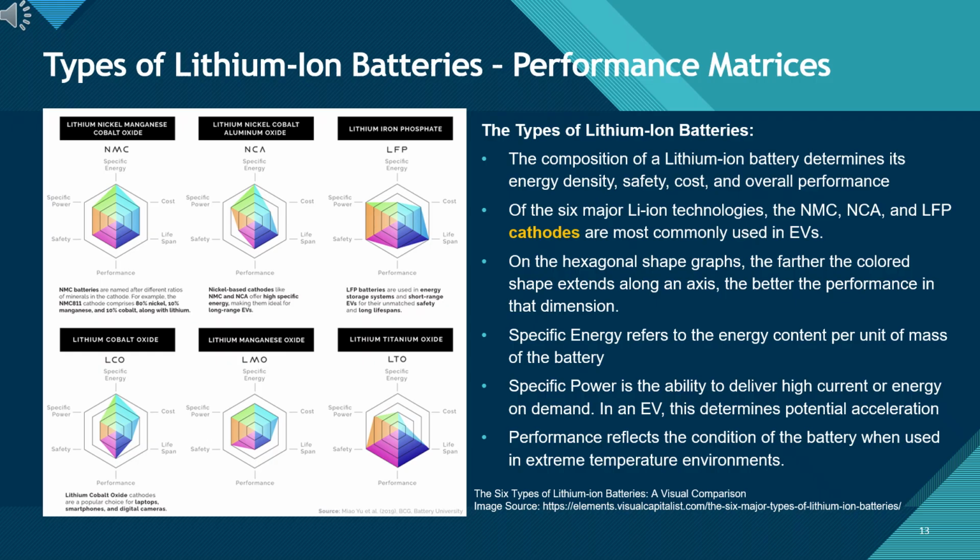Let's focus on the key ones used in EVs: NMC, nickel manganese cobalt, and NCA, nickel cobalt aluminum. Both are nickel-rich and offer high specific energy, meaning longer driving range. However, they need careful management for safety and thermal stability. LFP, lithium iron phosphate, has lower energy density but provides excellent safety, long cycle life, and low cost, making it ideal for buses and entry-level EVs.